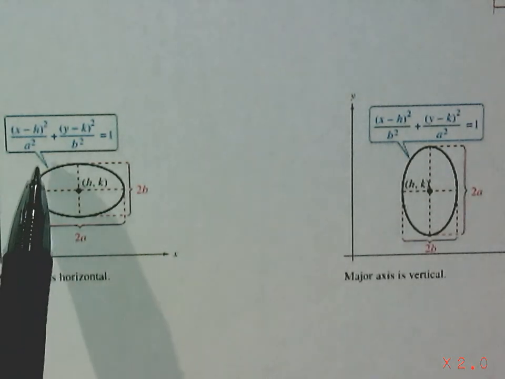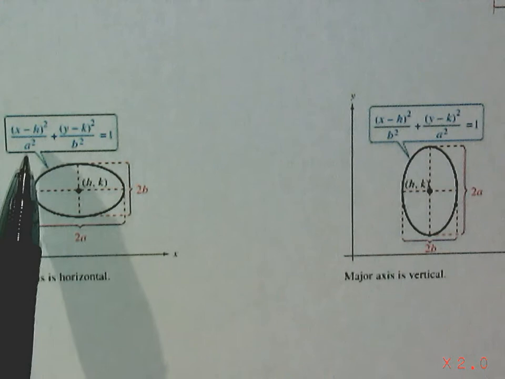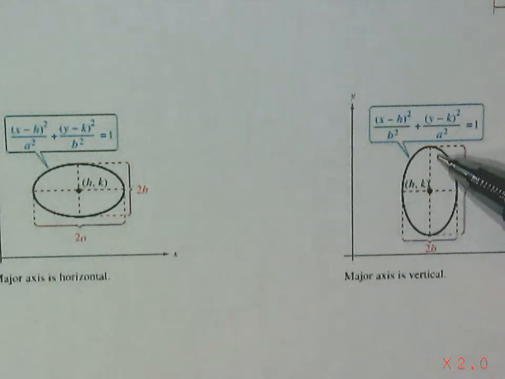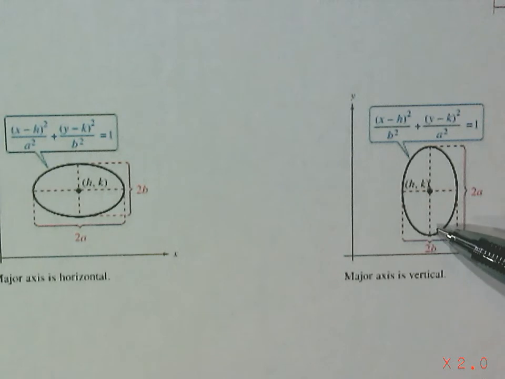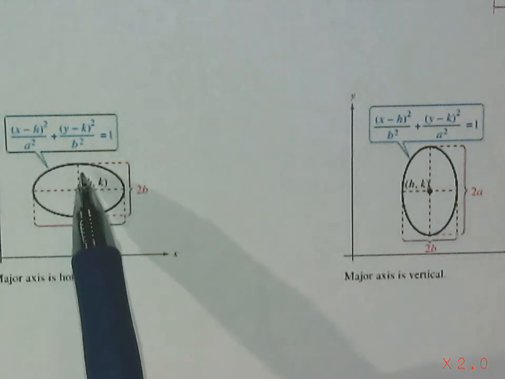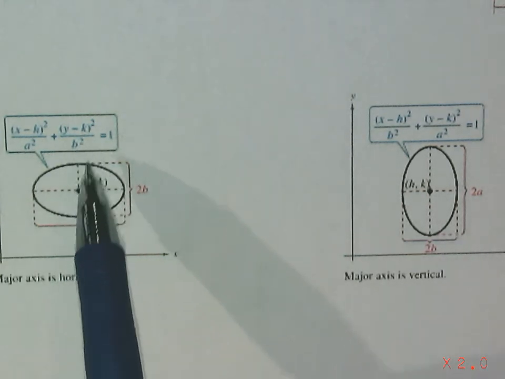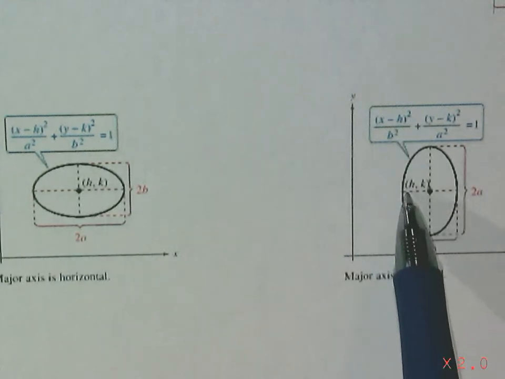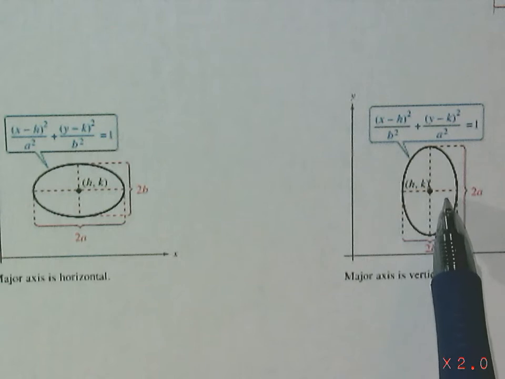So a is always related to the major axis. So major axis here, major axis here. B is always related to the minor axis. B is under the y, there's the minor axis. B is underneath the x, there's the minor axis.